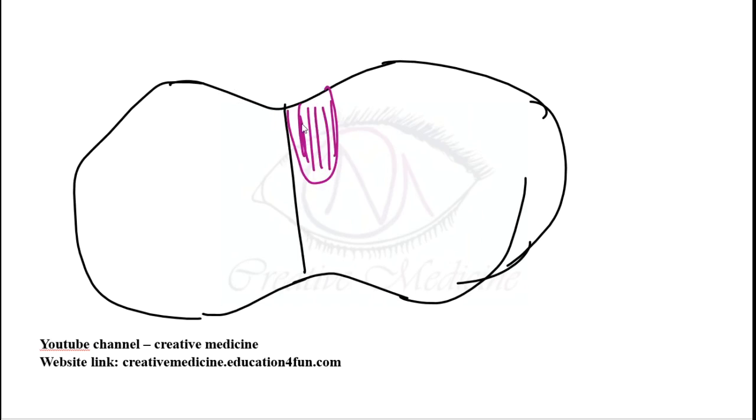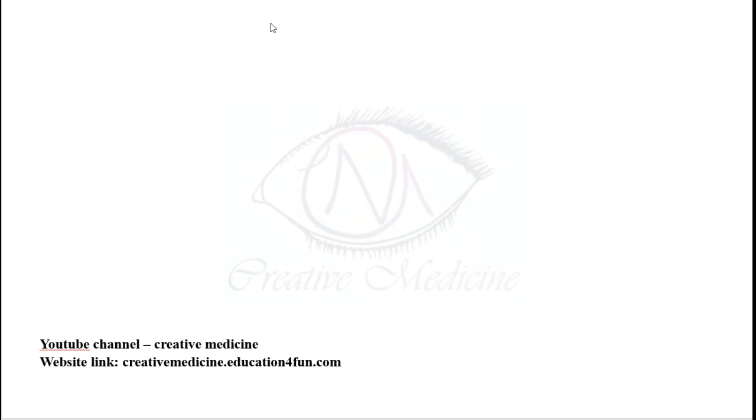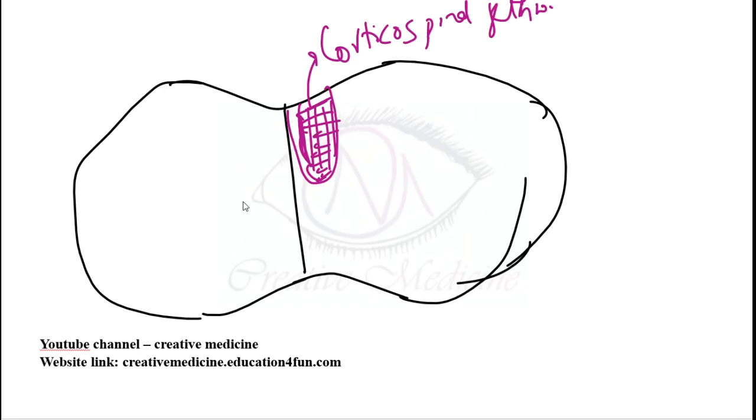Here you have the corticospinal pathway. The corticospinal pathway will be there. Okay, we will see first the pons, then the medulla. First we will see the pons. In the pons, the corticospinal pathway will be there, and also there will be two nerves which are coming.